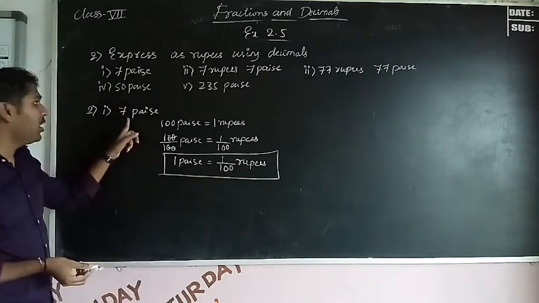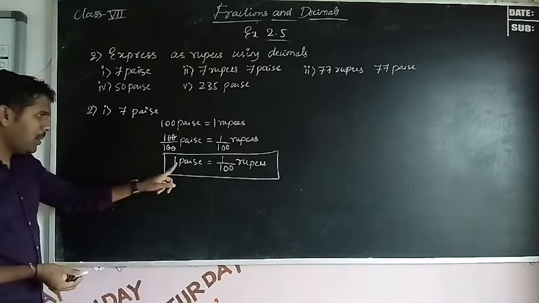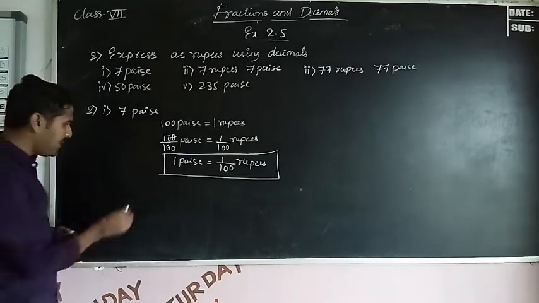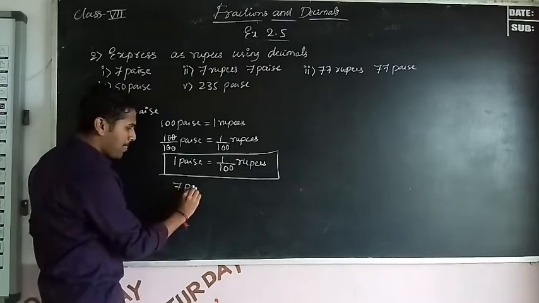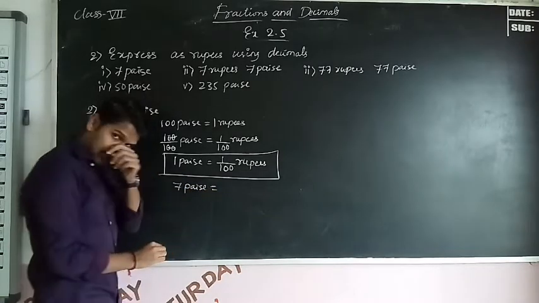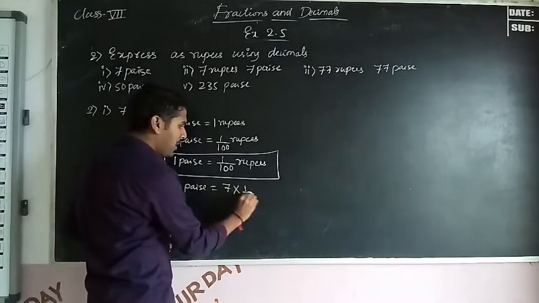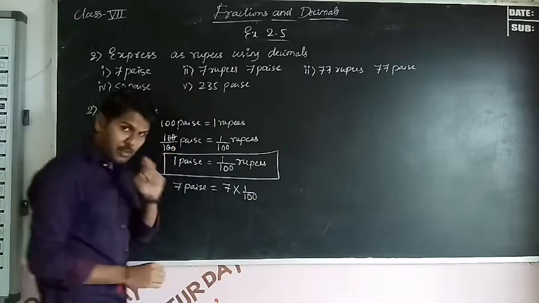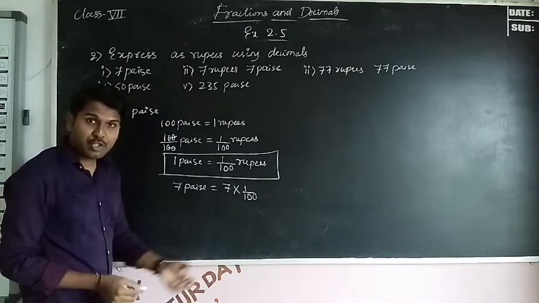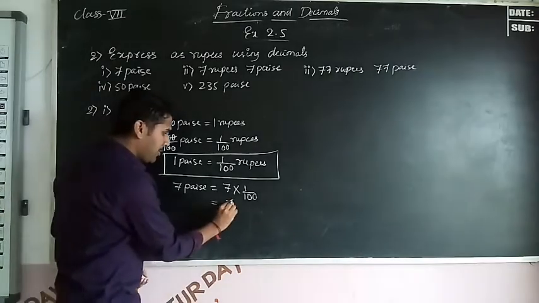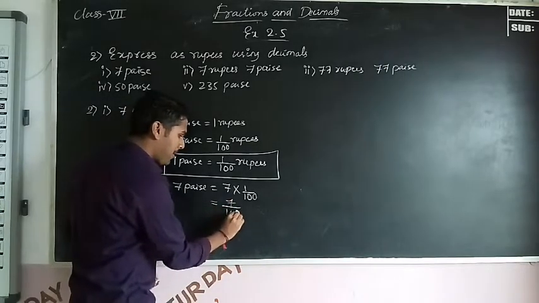But here how many paisa? 7 paisa. So 1 paisa equals 1 by 100 means 7 paisa equals to 7 into 1 by 100, just cross multiply. You know the multiplication of fractions. So 7 by 100.